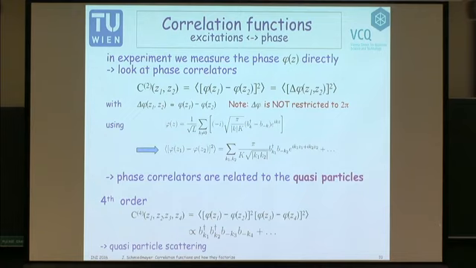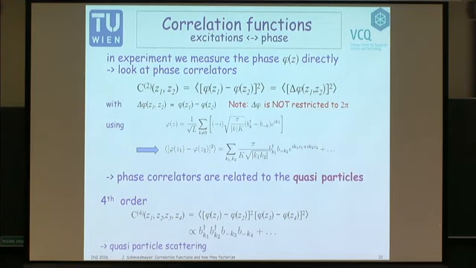So basically, if we're able to reconstruct the 2 pi's and measure these phase correlators directly, you can look at the quasiparticle scattering in higher order of these types of terms. Why are the phases related to the quasiparticles? What is the explanation? Why are these phases directly related to the quasiparticles?